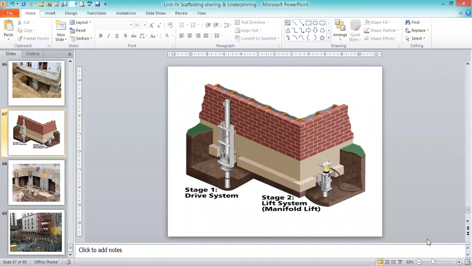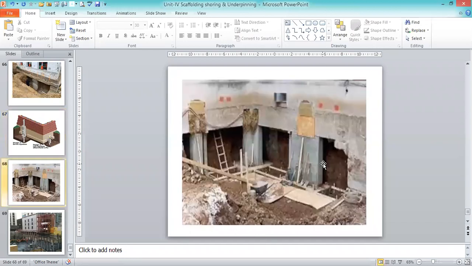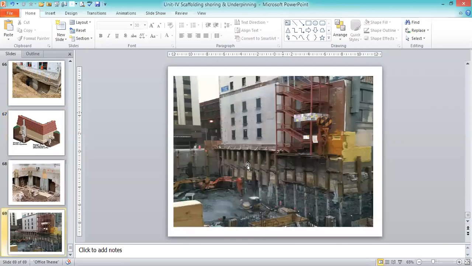And here we can see how, for the existing building, we go for deep excavations and how the underpinning is carried out. This also shows that where there are more stories, we go for deeper excavation, drive the piles, and improve the foundation stability.